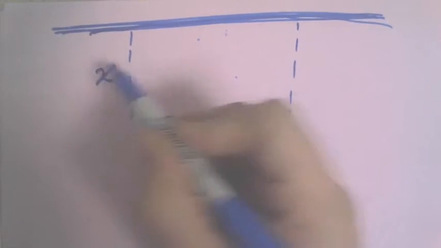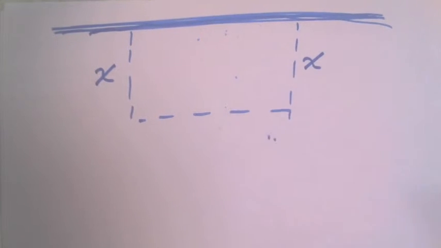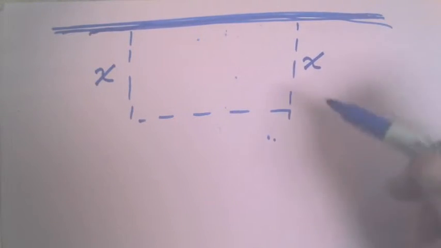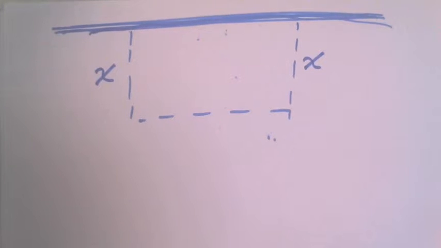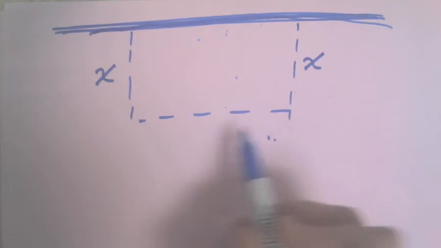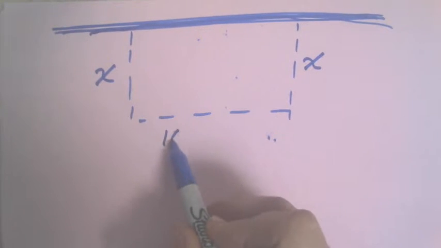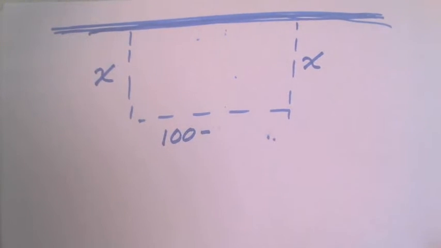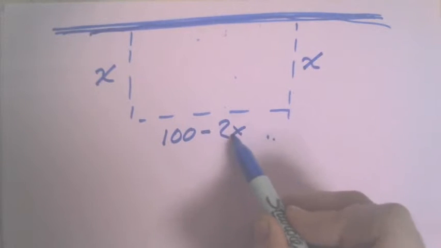We don't know the lengths, so give them variables. Say that's an X, that means this is an X, or an L or a W. X is boring, I know. Well, if this is your width, calling it X, and this is your length, that length has to be all 100 feet minus those two X values.